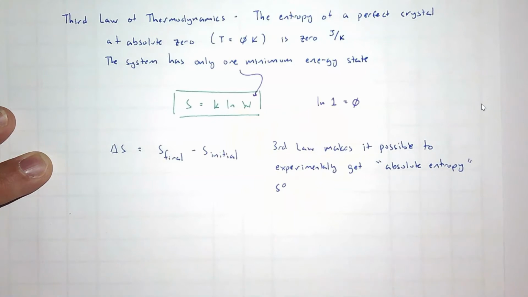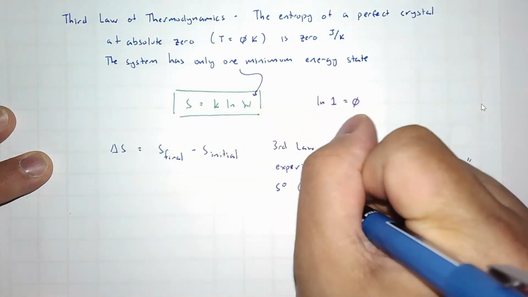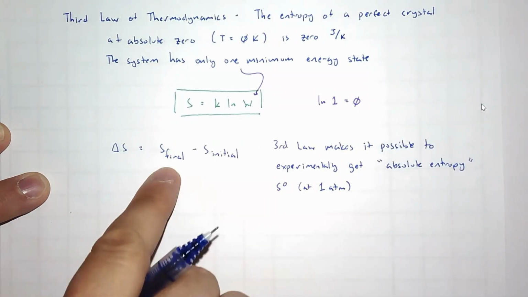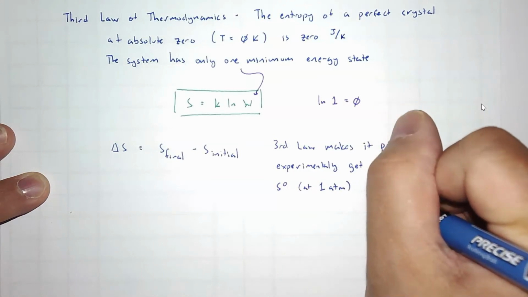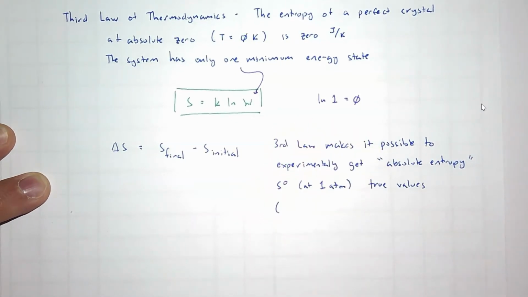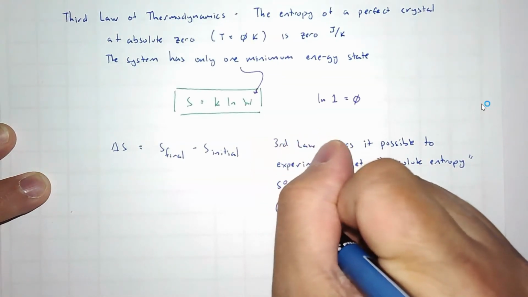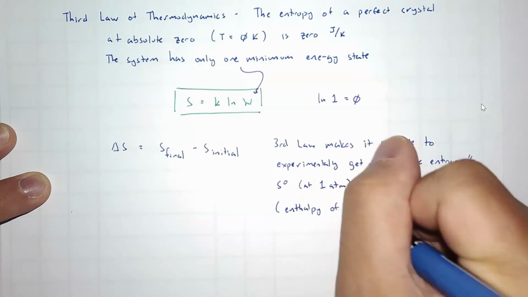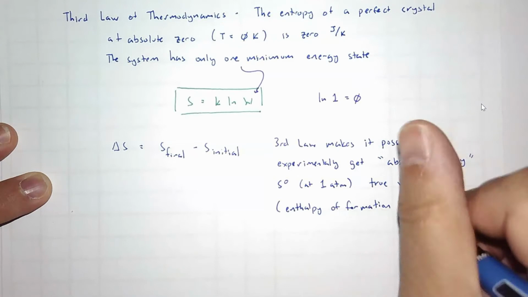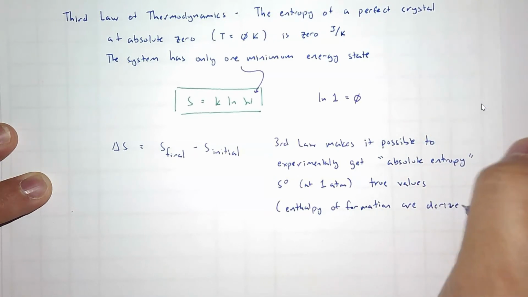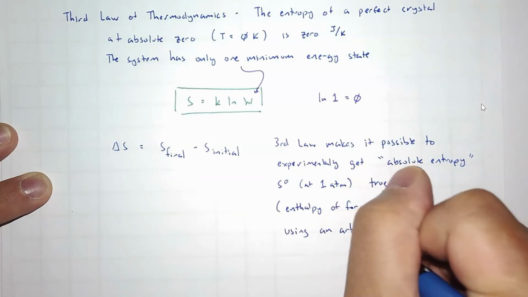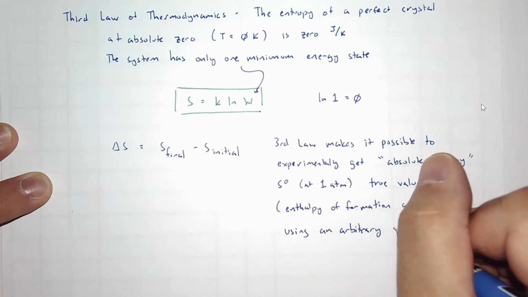And we'll say standard. This means that it is at 1 atm. These are true values. The S of the system. If you think about enthalpy, for instance, enthalpy of formation, those are not absolute. Those are based off of a reference point, derived using an arbitrary reference.